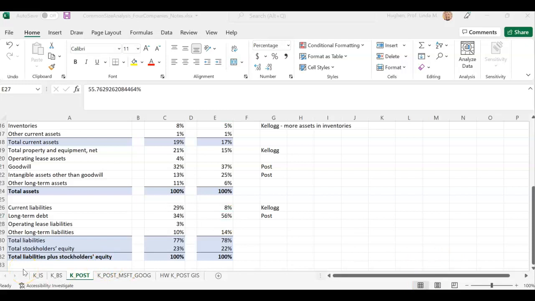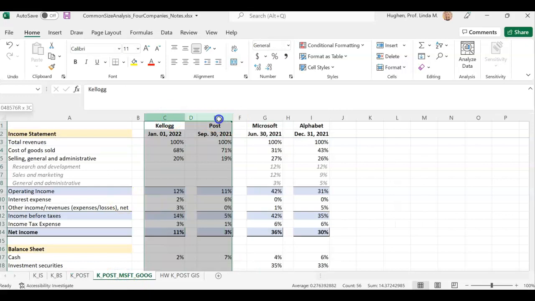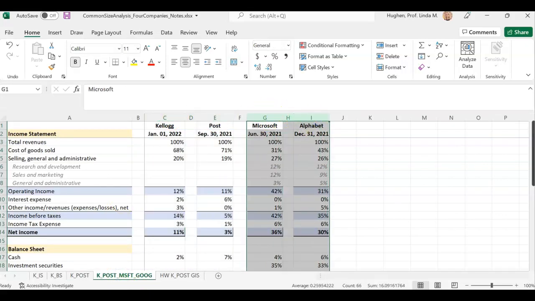So we have looked at Kellogg's alone over time. We looked at Kellogg's compared to Post, two companies with a very similar business model. What if we compared Kellogg's and Post? So we've already done this analysis. What if we compare them to companies in a very different industry or different industries? Here I have the data for Microsoft and Alphabet.